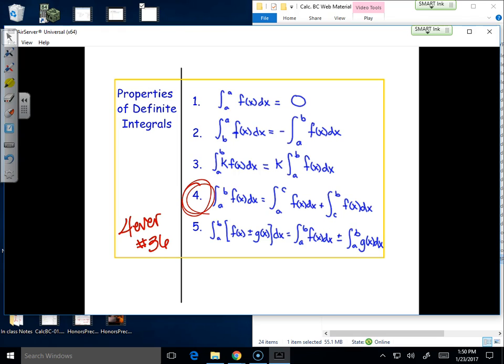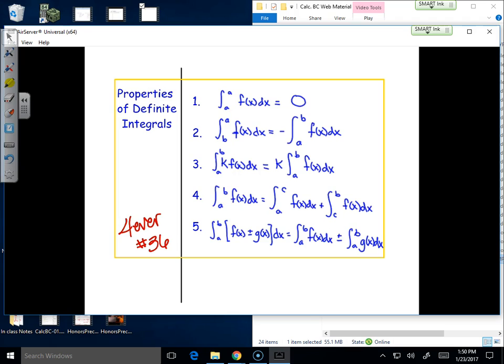Now, question: is Starbucks in between here and In-N-Out? No. But couldn't you go there and then go to the other? Yeah. Same thing with integrals. Even if the number is not in between, we can still go there first and then backtrack. Or sidetrack, or diagonal track, whatever.